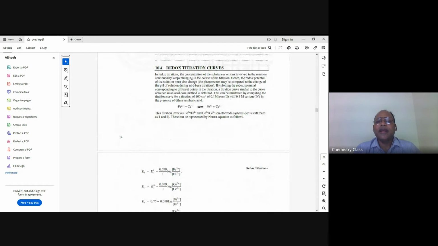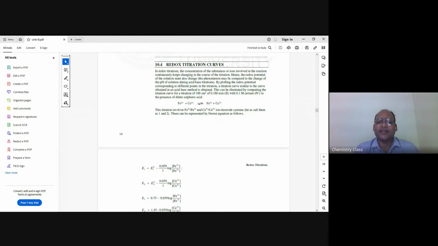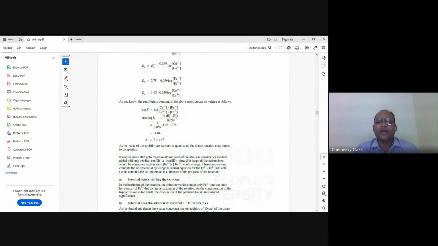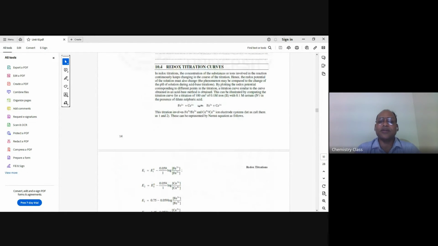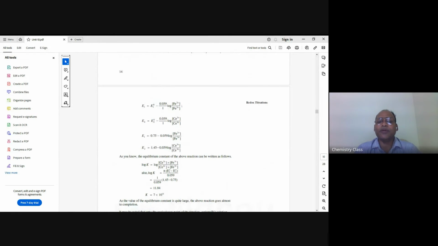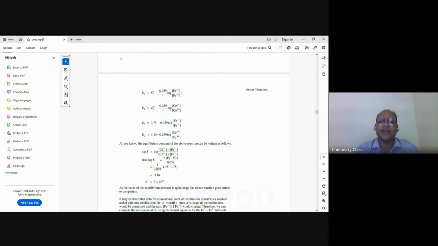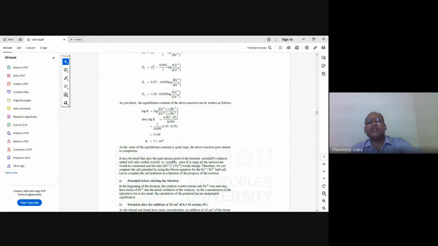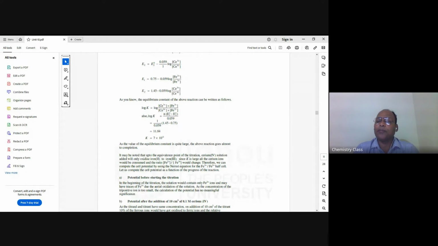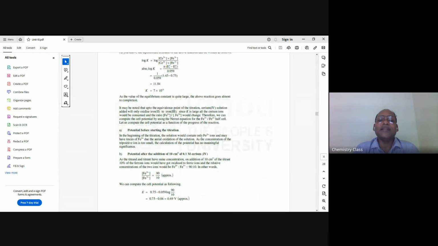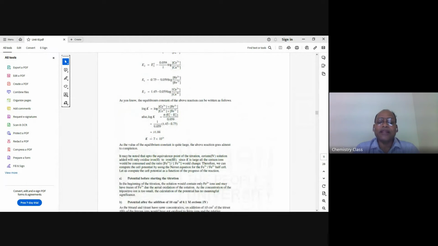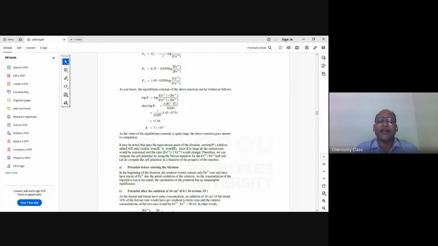Now come to the point: redox titration curves. As you know, you understood the redox reaction, and on the basis of that you have to find out the value. Here we got the K value, 7 into 10 to the 11, in the above numerical. The question is a titration by the Nernst equation, with Fe2+ and Ce4+, and so on. After the calculation, log K is equal to 11.84 and K is equal to 7 into 10 to the 11. That is the value you have to calculate. What will this value represent in your titration curve?